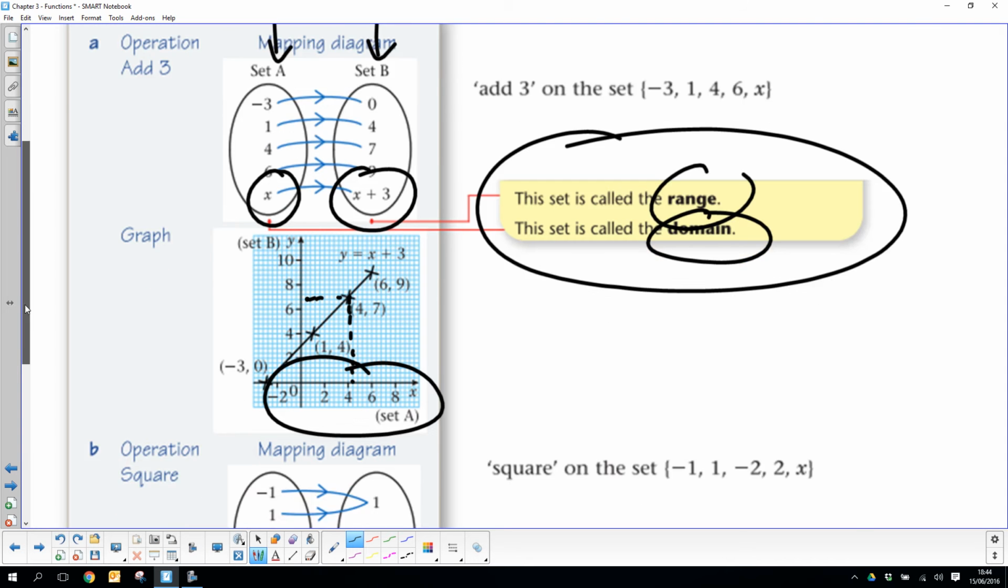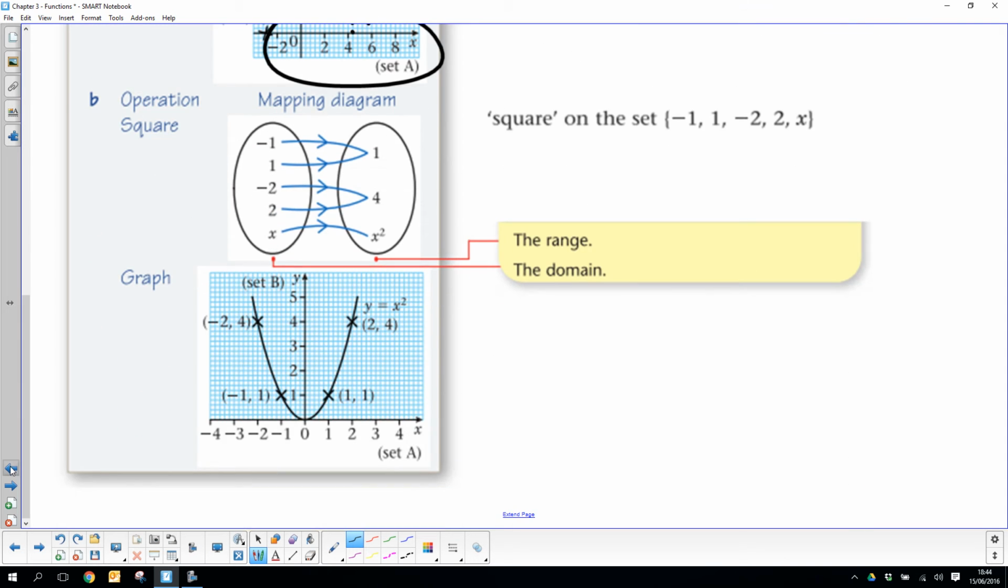The second one is a squaring function. Again, domain, input values here, and range, output values. The domain values, minus 1 and 1, both map onto 1. Minus 2 and 2 both map onto 4, and of course x maps onto x squared. And then we can see our graph, a typical quadratic curve at the bottom.